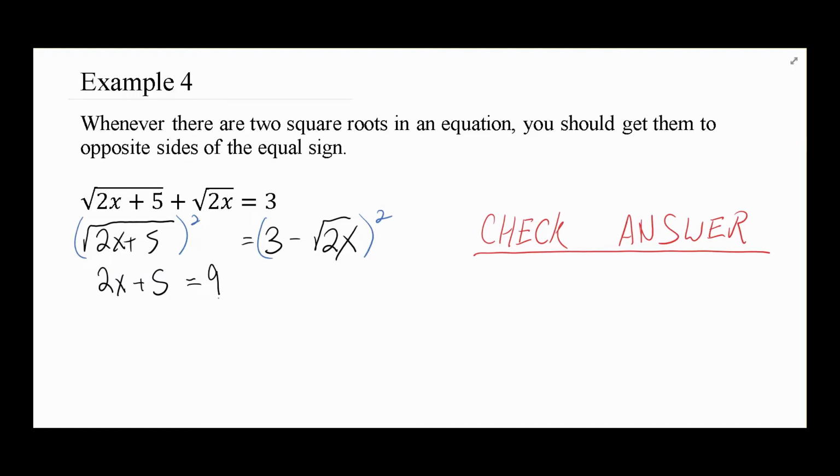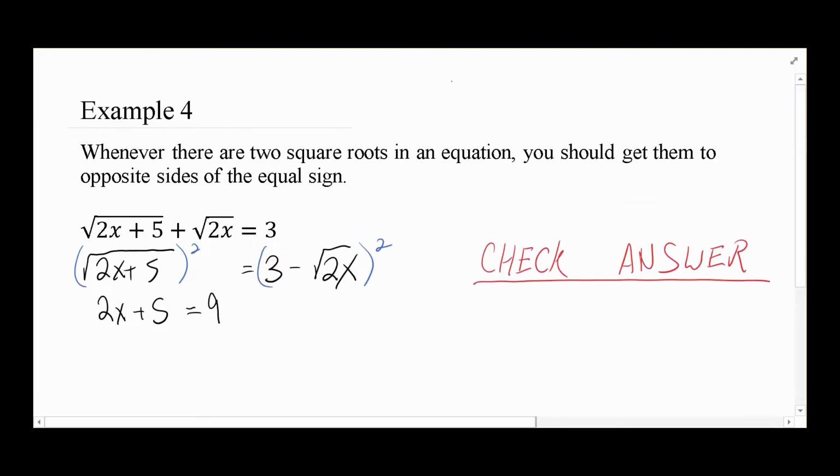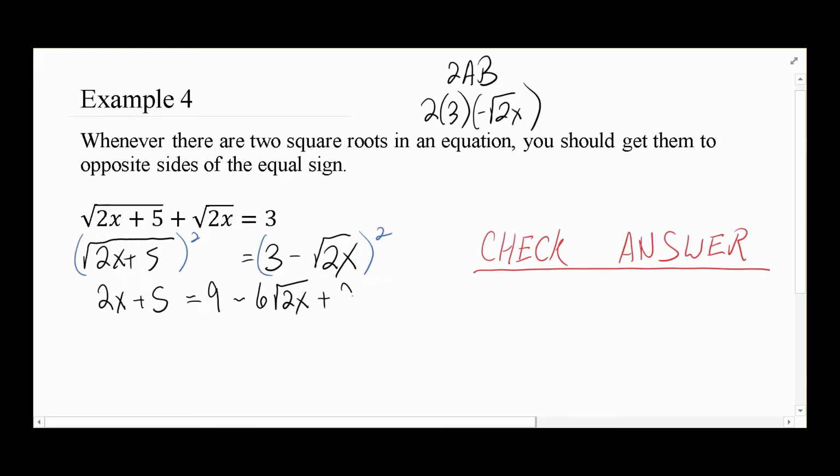Remember that when we're multiplying radicals, that 2 is outside the radical. So for the 2ab, we have 2 times 3 times negative root 2x. Outside the radical, I have 2, 3, and negative. That makes negative 6 root 2x. And now for my b squared, I'm squaring the root 2x, so I just get 2x.